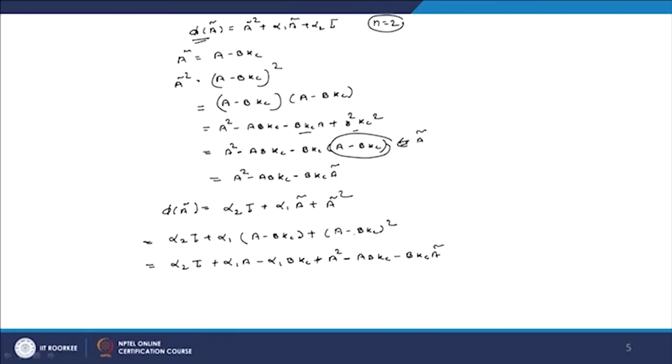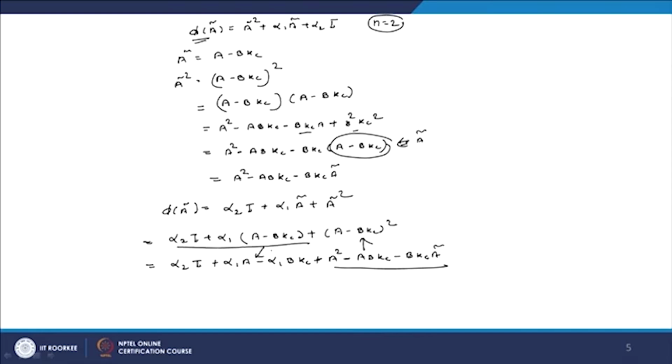Here a minus b Kc square, that is nothing but A bar square. So, A bar square we have already determined. So, simply without solving here, we have replaced the value of A bar square as A square AB Kc minus B Kc into A bar. Just see here, this part is nothing but this one, and this portion is nothing but this one.